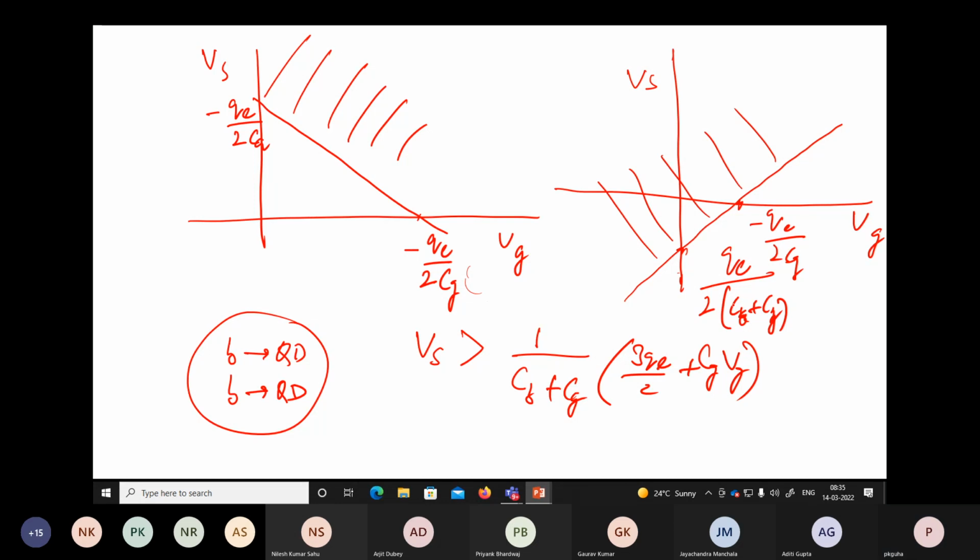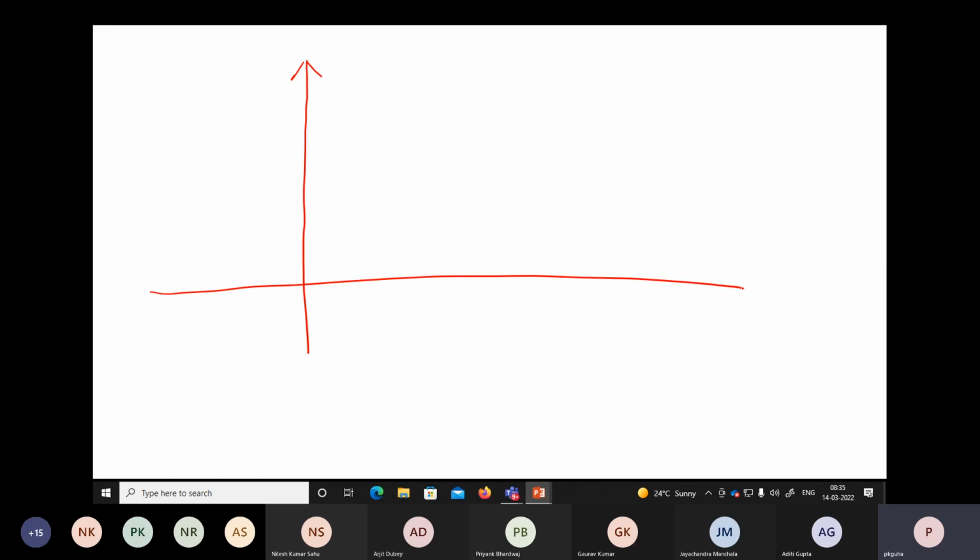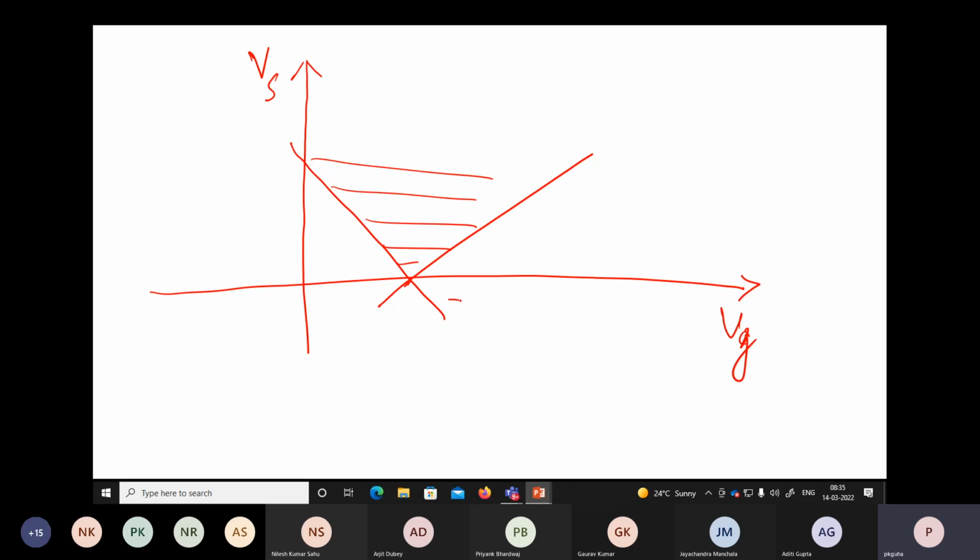So to get current, to establish current, both these inequalities have to be valid. So we have seen two cases. One is where the electron tunnels from the junction B to the quantum dot, and another case is from the quantum dot to junction A. Both these conditions have to be valid to get current. So this is the window where you will get both. If we follow the inequalities, to get current, this is the zone.